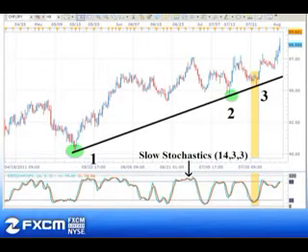So a nice wick to the downside, hitting the line. Got my cross up, my buy signal on stochastics. My trend is to the upside, Swiss yen. Two safe haven currencies matched together.